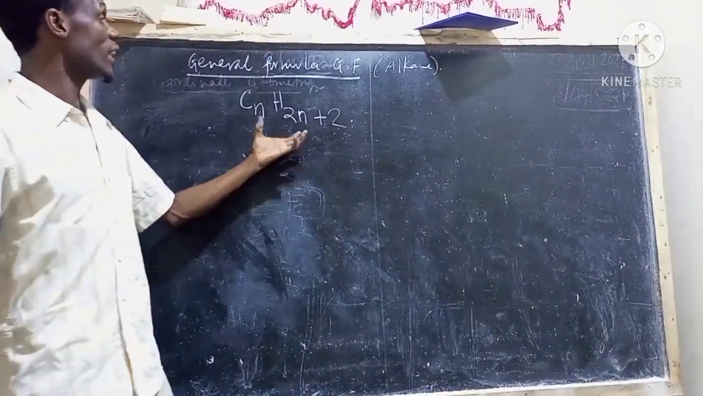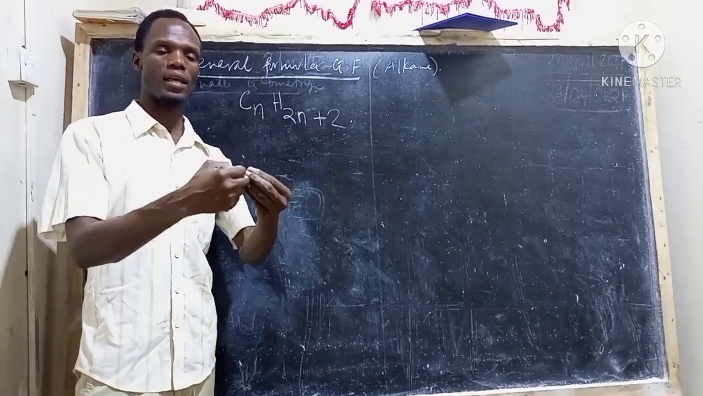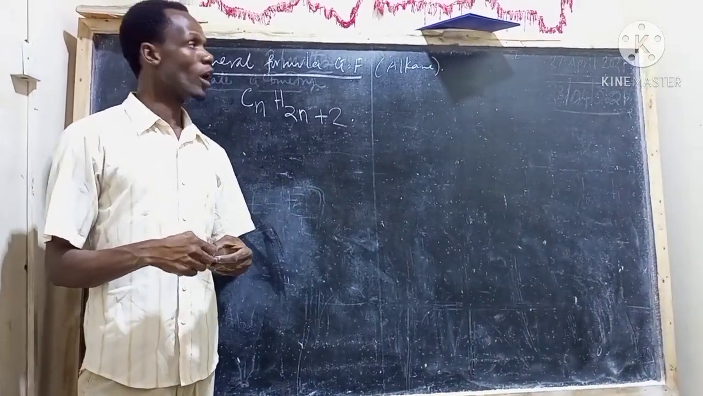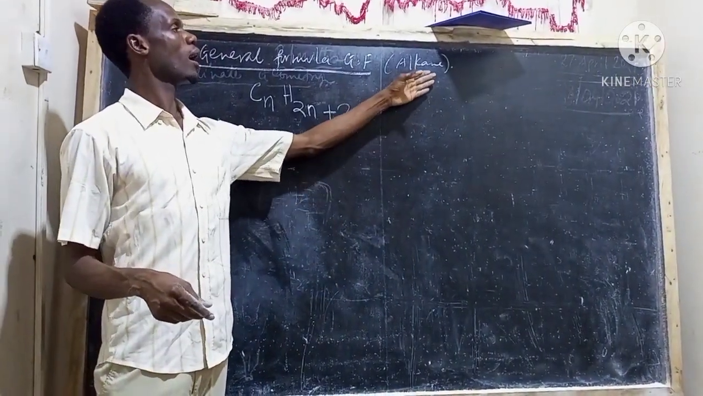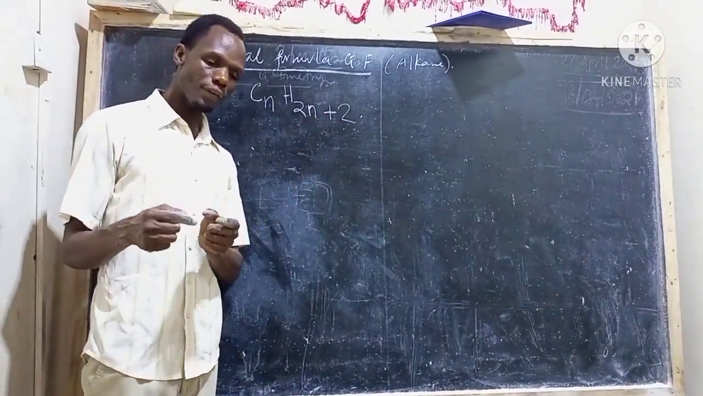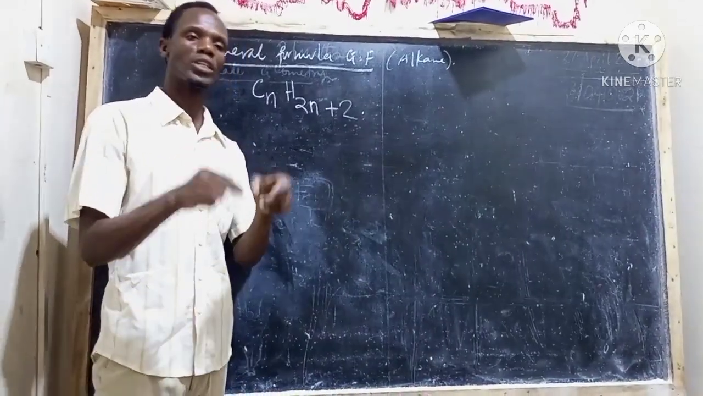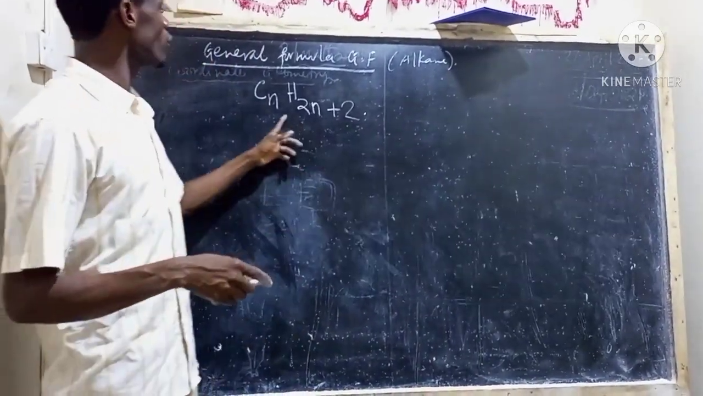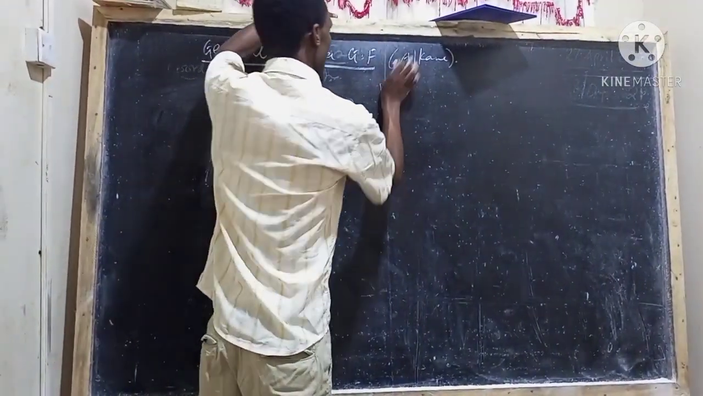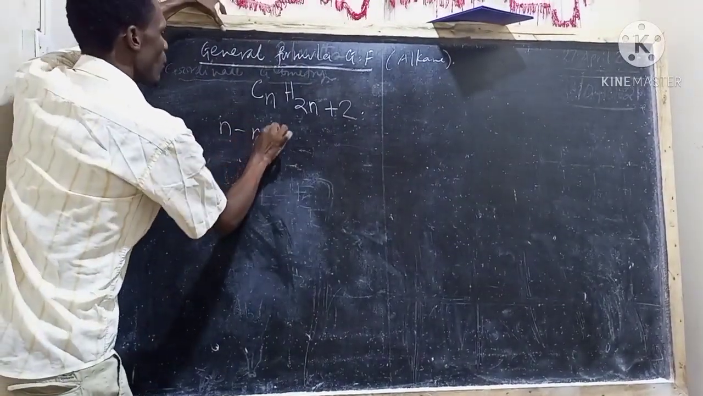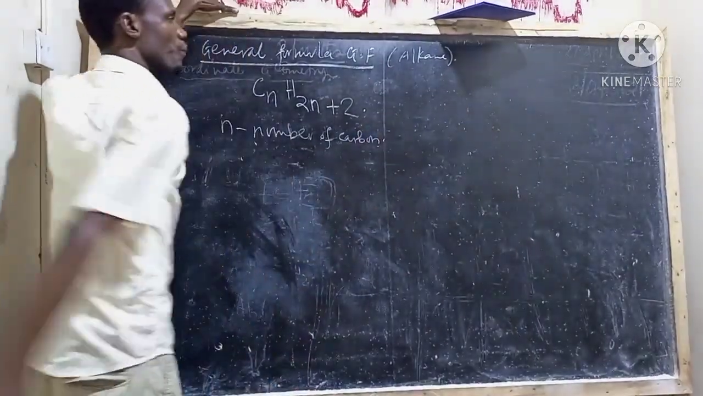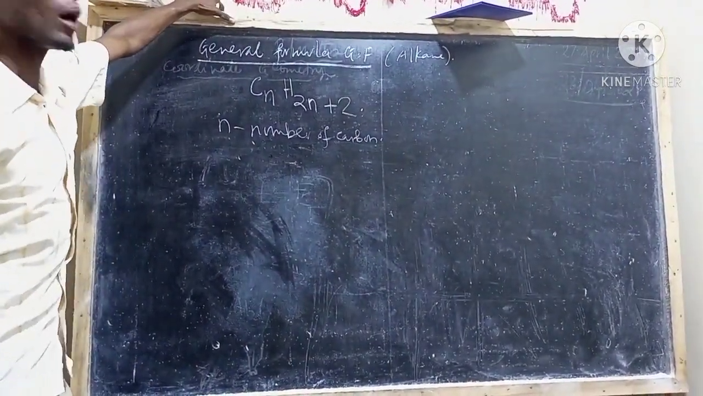As I told you, the general formula is used to calculate the number of atoms found in the molecules. When we were discussing common terms, we discussed the general formula. Every hydrocarbon has its own general formula. Now in this general formula, n indicates the number of carbons.